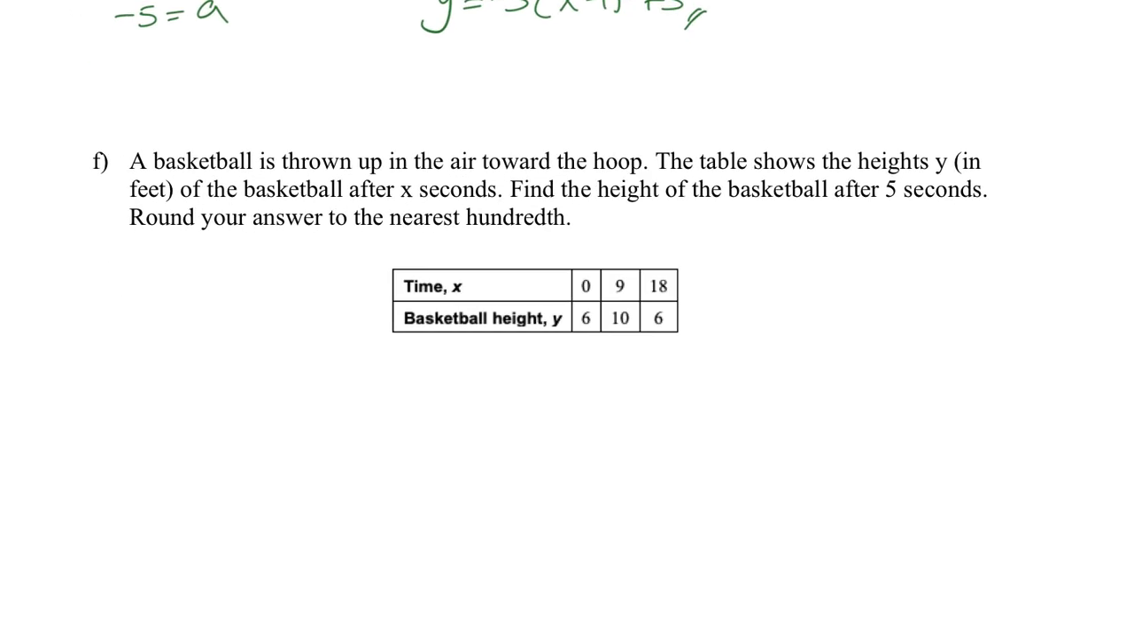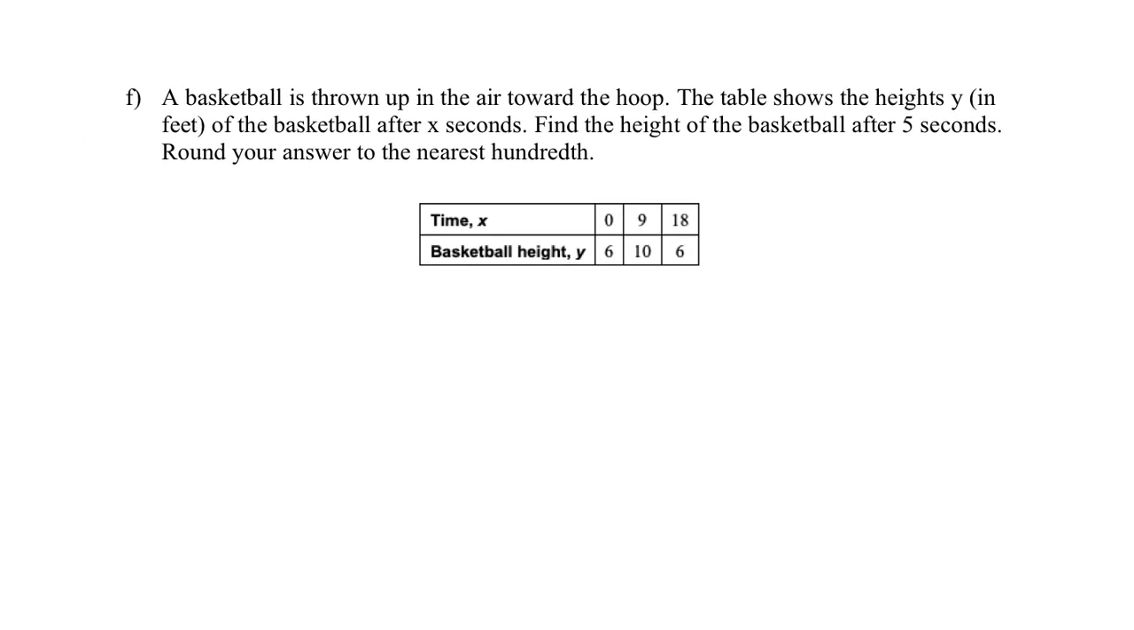Let's see the next one. A basketball is thrown up in the air towards the hoop. The table shows the height y in feet of the basketball after x seconds. Find the height of the basketball after 5 seconds. So we have to find the function first, right? We have the points (0, 6), (9, 10), and (18, 6). So now I have 3 points.